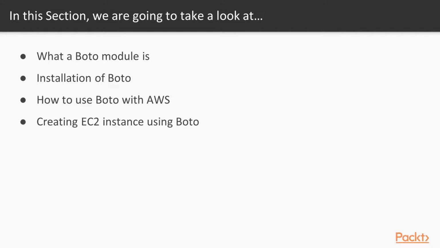So we'll see what the Boto module is. We'll be using Boto to automate our infrastructure. We'll be installing the Boto module and we'll see how to use it with AWS. We'll be creating EC2 instances using the Boto package.